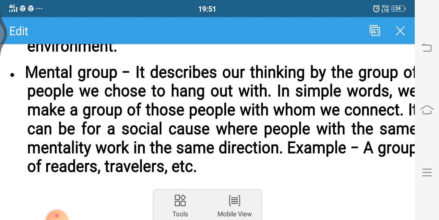So the people who are surrounding you, you are surrounded by many people, and these people obviously influence your mindset. Yes, and the people with whom you have a good connection are called a mental group. So based on the effect of this mental group, your learning habit will be different.